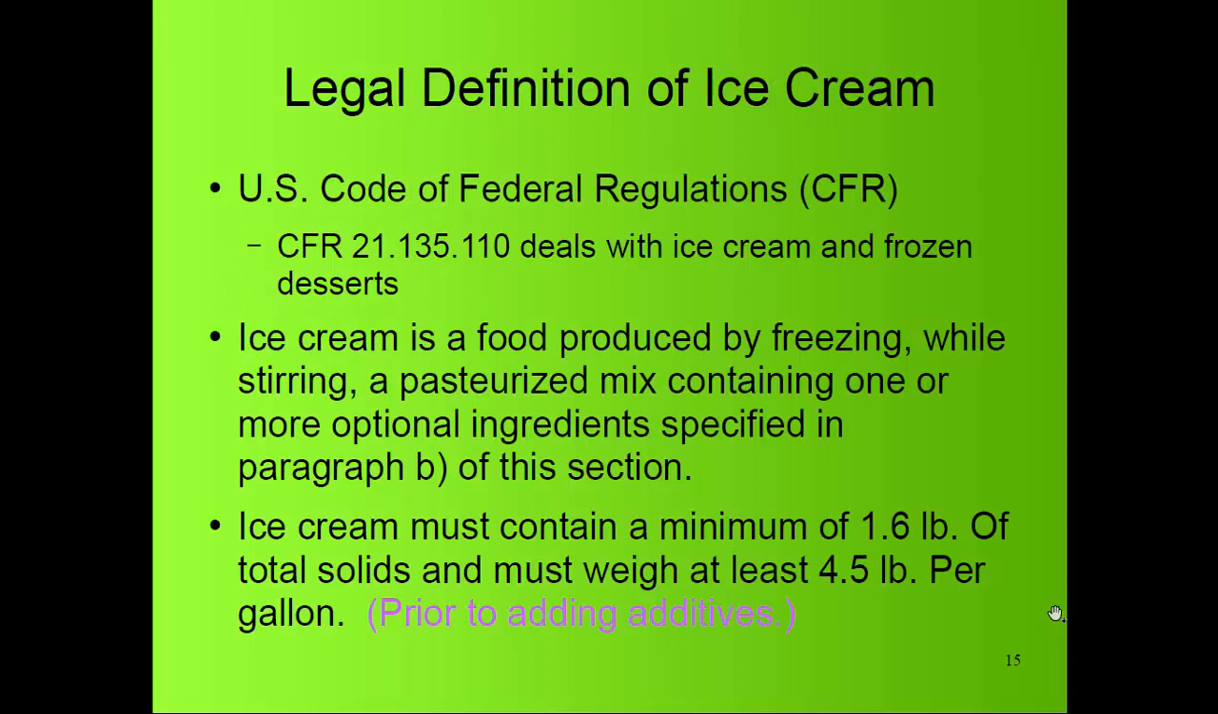Just to remind you, the legal definition of ice cream: ice cream is a food produced by freezing while stirring a pasteurized mix containing one or more optional specific ingredients specified in the next section. Right? And ice cream must contain a minimum of 1.6 pounds of total solids and must weigh at least 4.5 pounds per gallon. This is prior to any additives that you add. So, for instance, strawberry ice cream. This is before you add the strawberries.